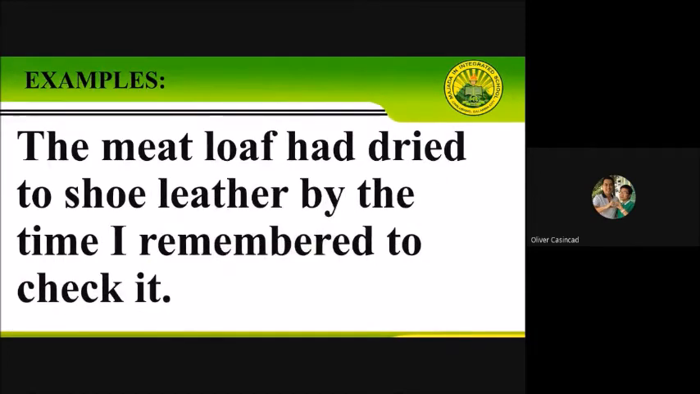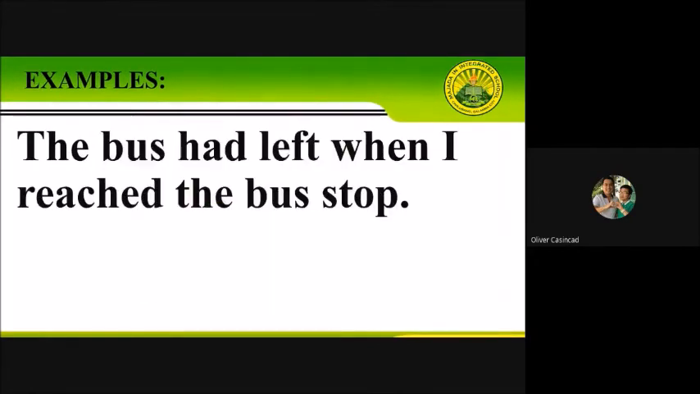Next, the first action is had dried, and the second action is remembered. So had dried is the first action, so that is in the past perfect. And the second action, remembered, is in the simple past tense because that's the second one to happen. You have had left, which is the first action that happened, and you have reached, the second one. So reached is in the simple past.